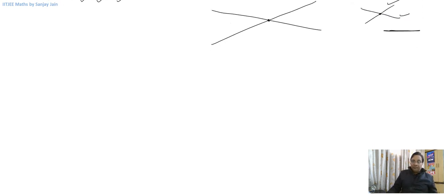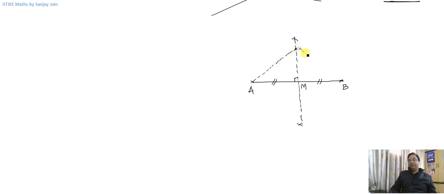Another thing that we need to remind ourselves of is that if I've got a line segment, let us say AB, and if I draw a perpendicular bisector of this line segment AB, right? This is perpendicular and it bisects AB. So M is the midpoint of AB, right? Then every point on this perpendicular bisector will be equidistant from A and B.